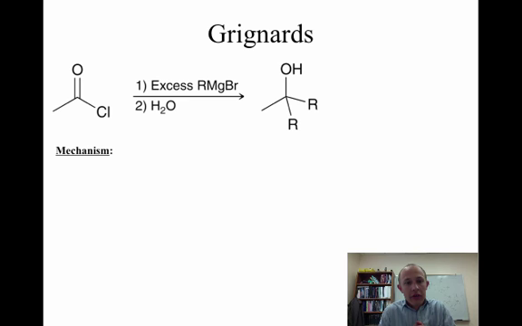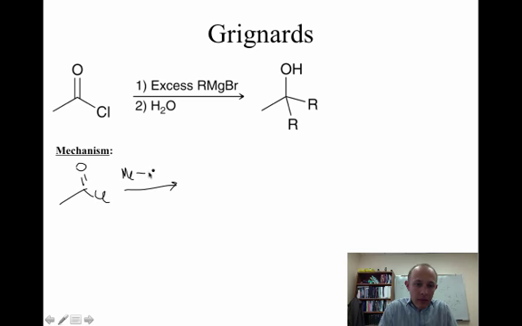Grignard reagents also can react with acid chlorides. This is also kind of a rare reaction. But for example, let's say we had an acid chloride and we reacted it with methyl magnesium bromide, right? Now we have a carbon-containing nucleophile, attacks our carbon-oxygen double bond. We get an O minus and a methyl and a chlorine.